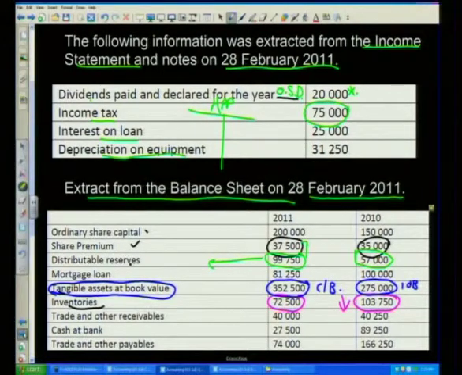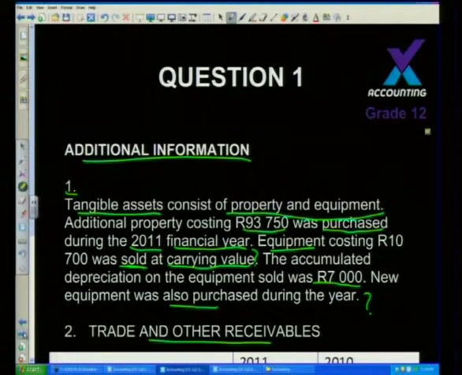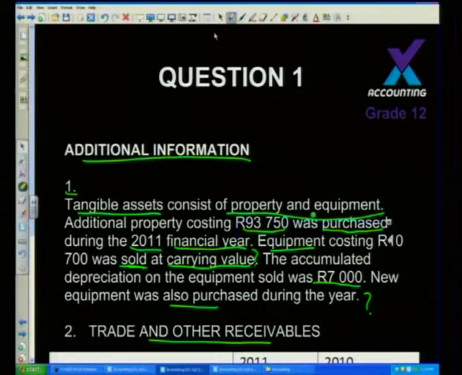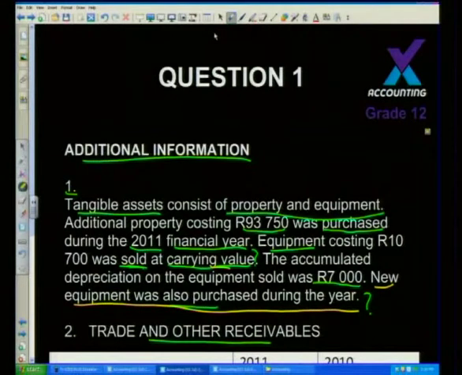Right, let's go to your additional info on tangible assets. It was the very first bit of information. So my tangible assets consist of property and equipment. Additional property costing 93,750 was purchased during the 2011 financial year. Equipment costing 10,700 Rand was sold at carrying value. Then they give you the accumulated depreciation on the equipment sold was 7,000. And then finally, what we're interested in, new equipment was also purchased during the year.